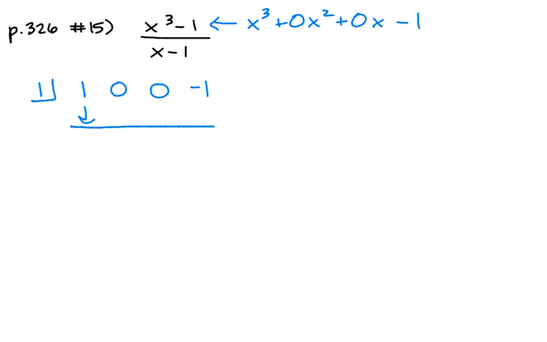Bring down the first number, multiply it by the number in the box, write it here, and add. Multiply by the number in the box, write it here, and add. Multiply by the number in the box, write it here, and add. Zero is the remainder. So x minus 1 is a factor. It went in evenly. And the numbers we have left represent the answer.